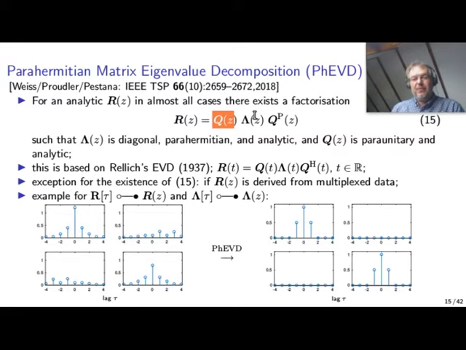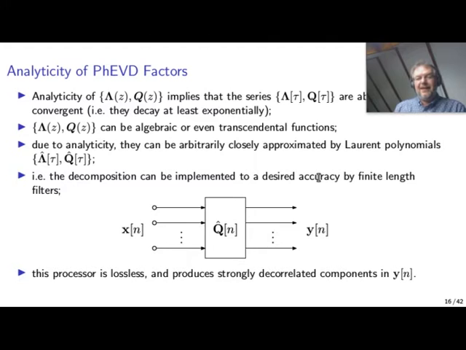finite order polynomials. A lot of this is based on the work of Franz Rellich from 1937, who performed this for matrices that depend on a real valued parameter, so not necessarily on angular frequency that is cyclic, but on something that evolves continuously. So from this work, we now know that the factors can be analytic, and there are, as I said, certain consequences from this.